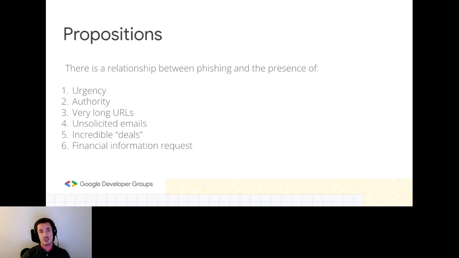There are a couple of propositions that we can look at when it comes to phishing. Looking at the research out there, there is a very tight relationship between phishing and the presence of urgency and authority.